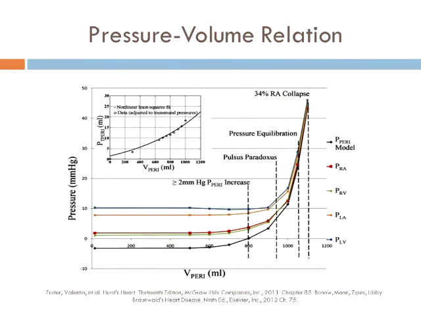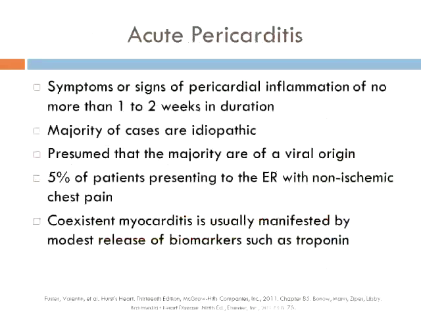So specifically acute pericarditis, these are symptoms or signs of pericardial inflammation of no more than 1 or 2 weeks in duration. The majority of cases are usually idiopathic. We assume the majority of cases tend to be viral. 5% of patients presenting to our ER we attribute to pericardial pain. These are the non-ischemic chest pains. If there's coexistence of myocarditis, we'll usually see a slight elevation in biomarkers such as troponin.